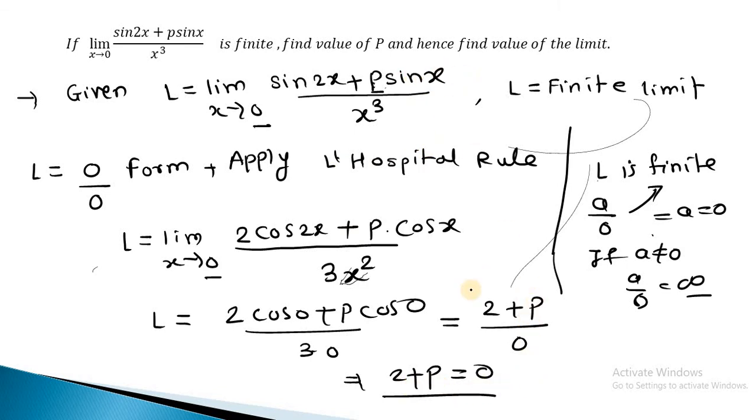So the numerator 2 plus p must be 0, because this limit must be of 0 by 0 form. So 2 plus p must be 0, and what does it imply? p is equal to minus 2. So in this way we get the value of p.